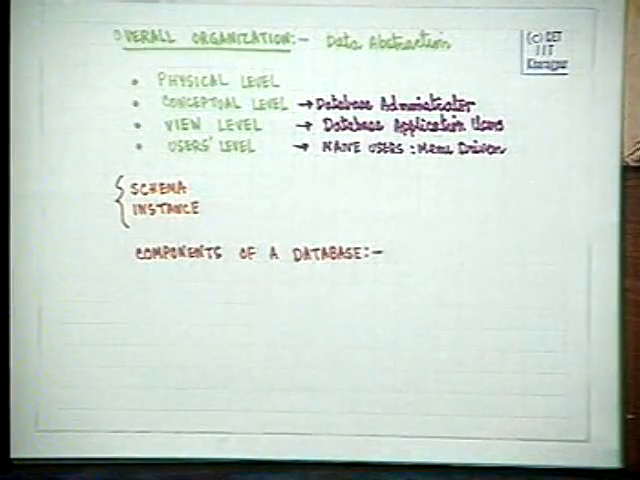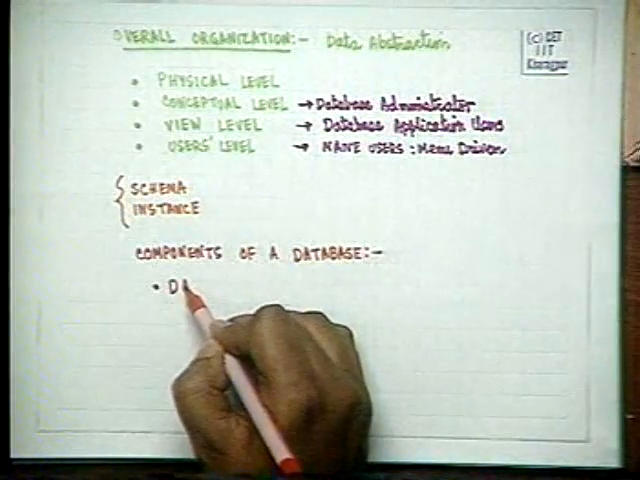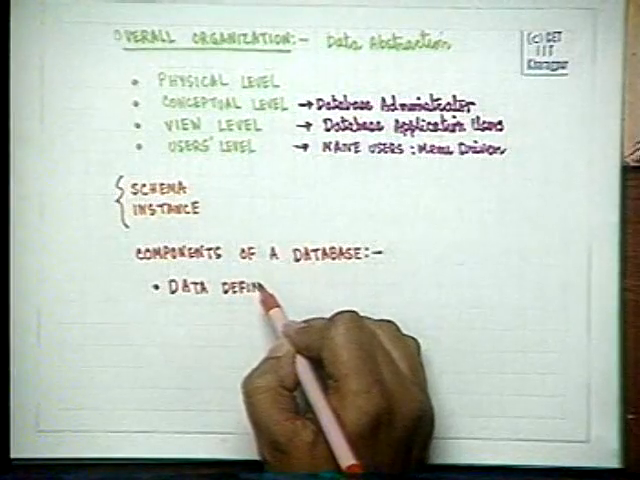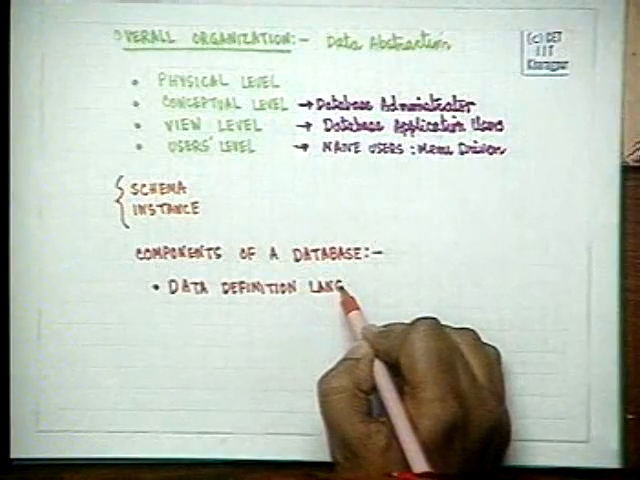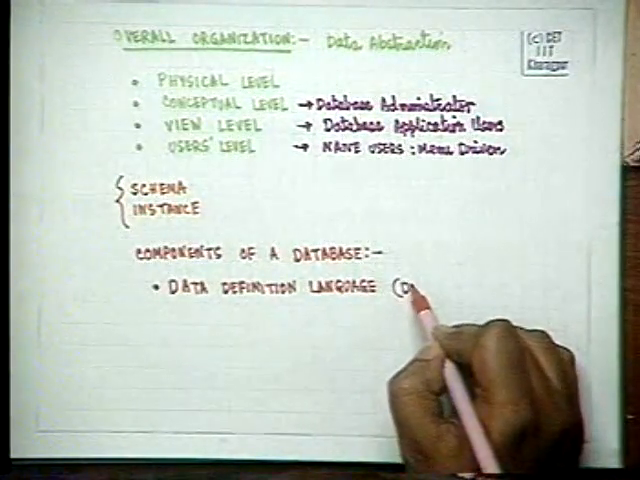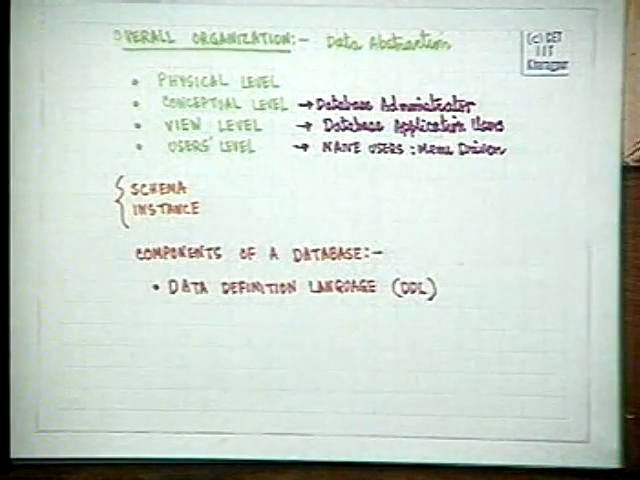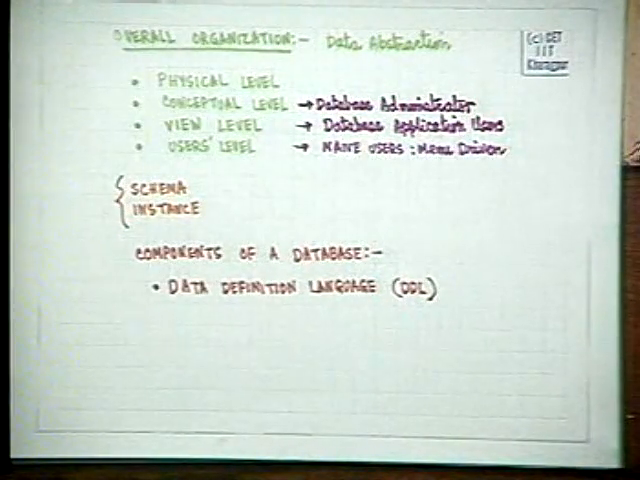from a user's point of view, there are two major components. One is called a data definition language. Every database must have a data definition language, which is in short called DDL. This is how you define your whole database. What is the data definition of your whole database? What is the information? How are they related? What is the relationship? This is what you store.